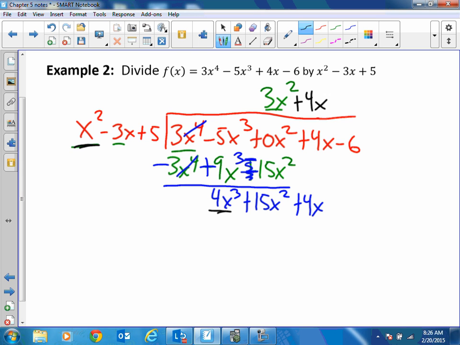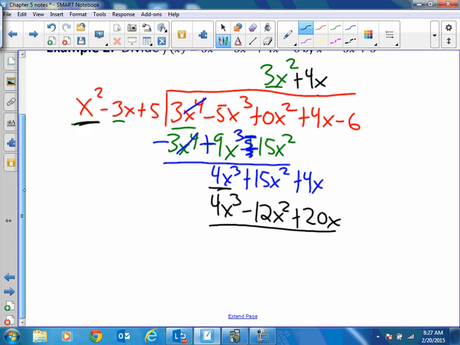So we do 4x times x squared and get 4x cubed. And then negative 12x squared, because 4x times negative 3x is negative 12x squared. And then 4x times 5 is 20x. Okay? Again, we got to make everything the opposite sign, so that has to become negative, that has to become positive, and that has to become negative. Okay?